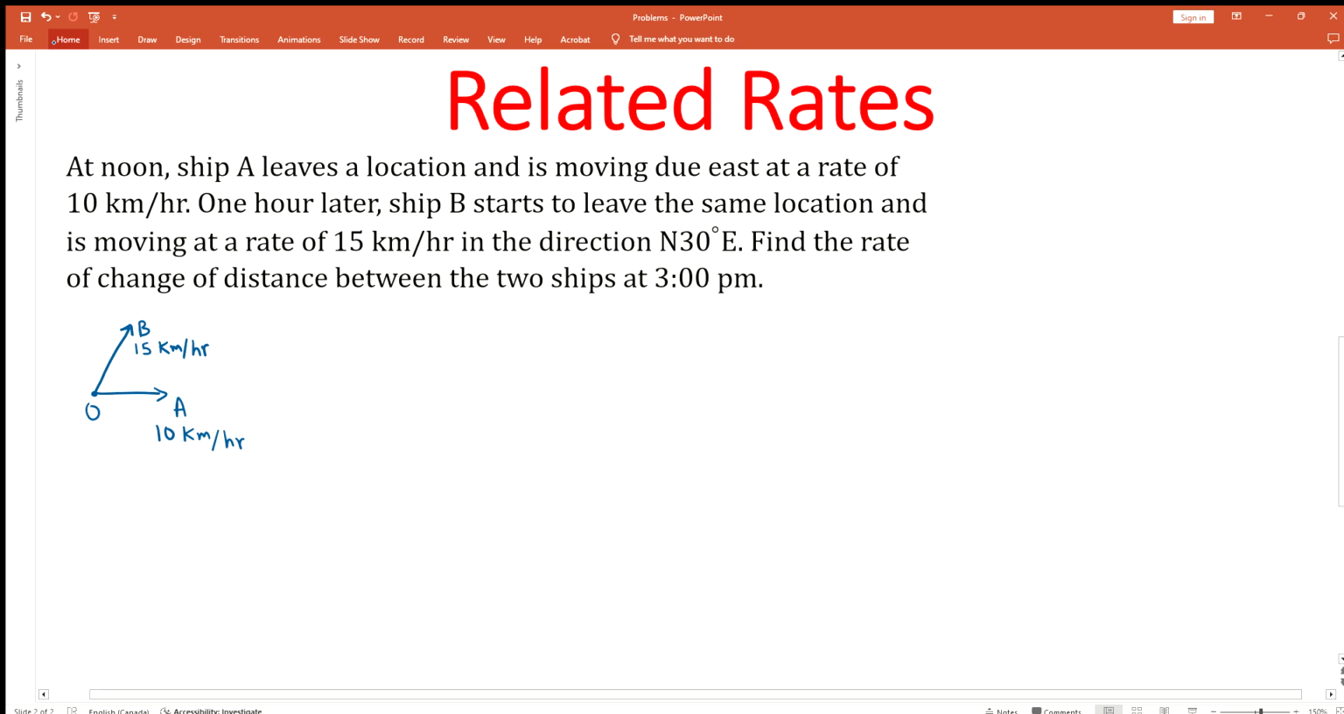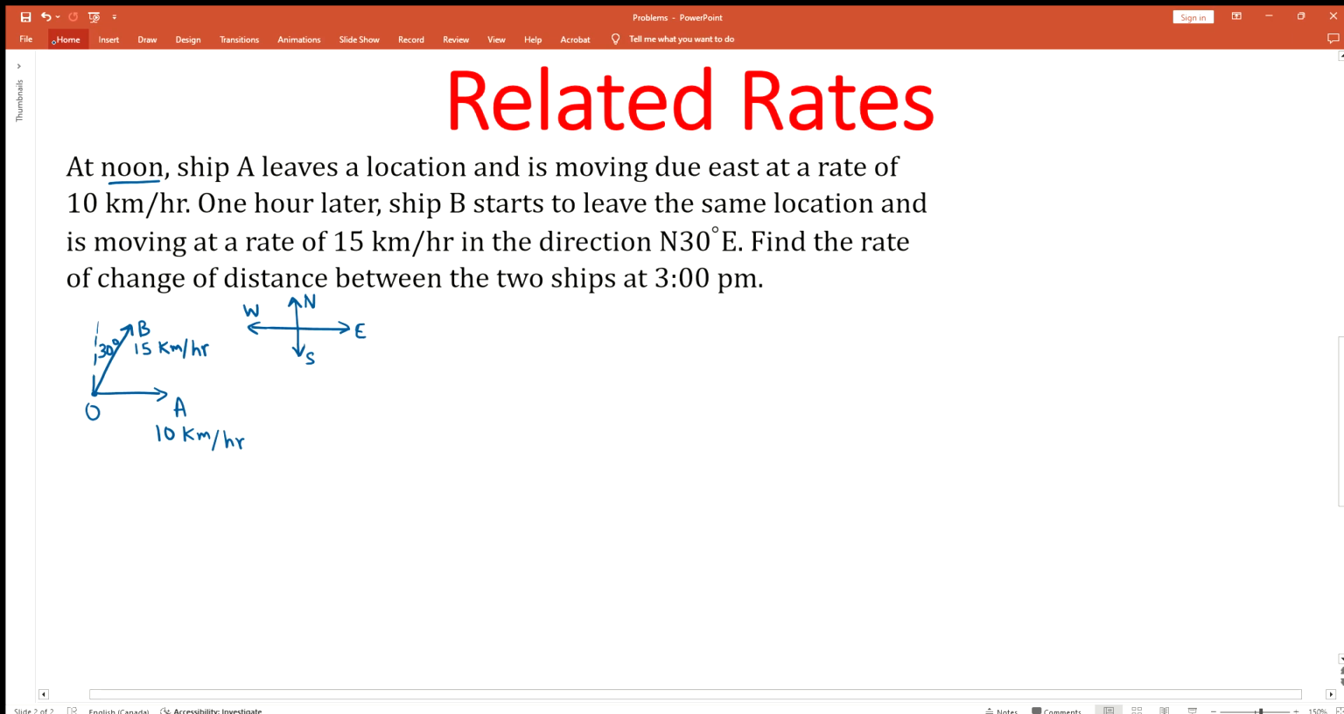North is in the upward direction and east is to the right. So this angle is 30 degrees. The main directions are north, south, east and west. As per the problem, ship A leaves at noon and ship B leaves 1 hour later.